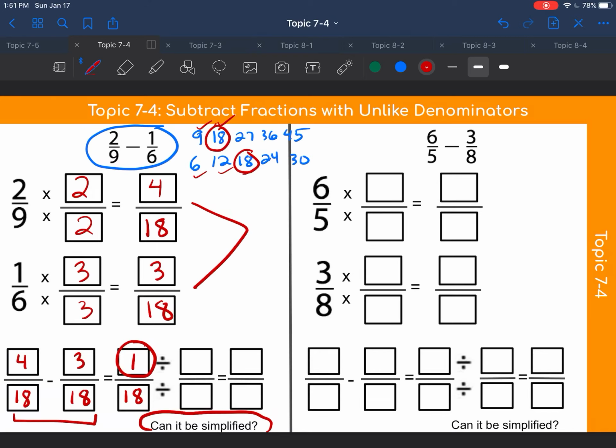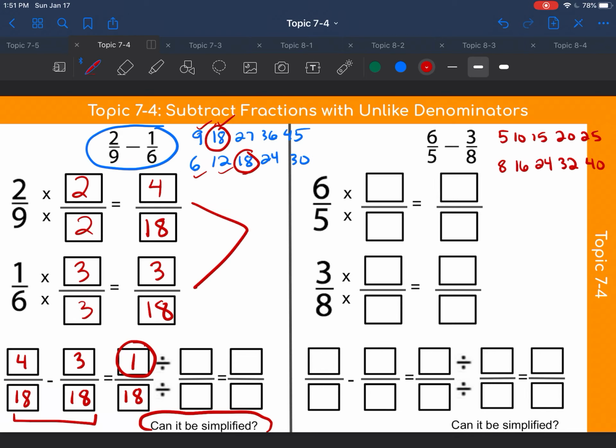All right, so let's look at the next one. We have 6/5 minus 3/8. So again, on a scrap piece of paper, list the first 5 multiples of 5, the first 5 multiples of 8, and tell me what the lowest common multiple is. So we have 5, 10, 15, 20, 25. We have 8, 16, 24, 32, 40.